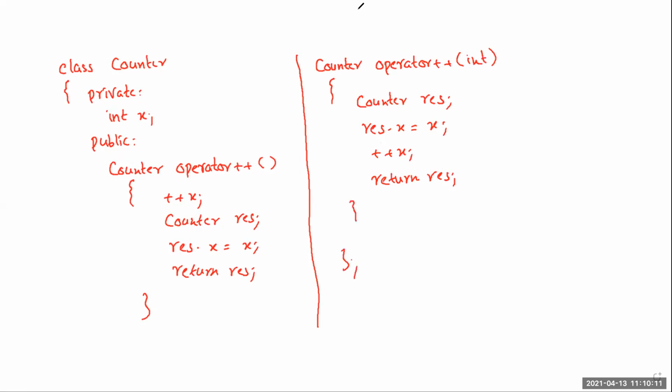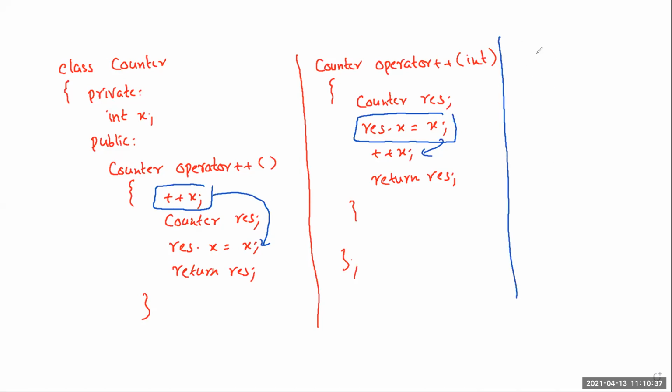So let's see what the differences are. There's just one difference between these two implementations: in the prefix case we first increment X and then we copy. It means what you are returning will have the new value of X, just like it happens with integers. But here, in the postfix case, we first copy the value of X, which means it is the old value, before we increment, and then we increment. Just to see the behavior, in the main, suppose I make a few objects and then we discuss.